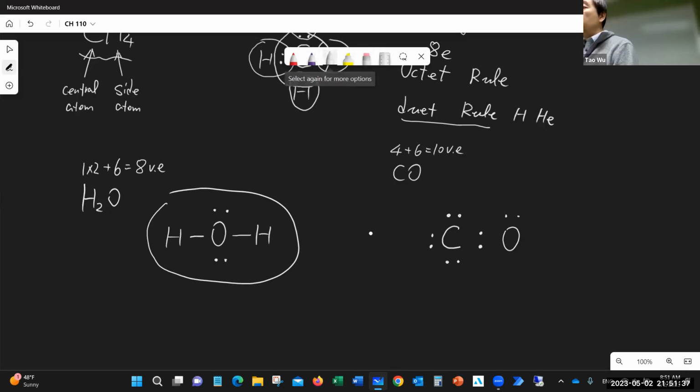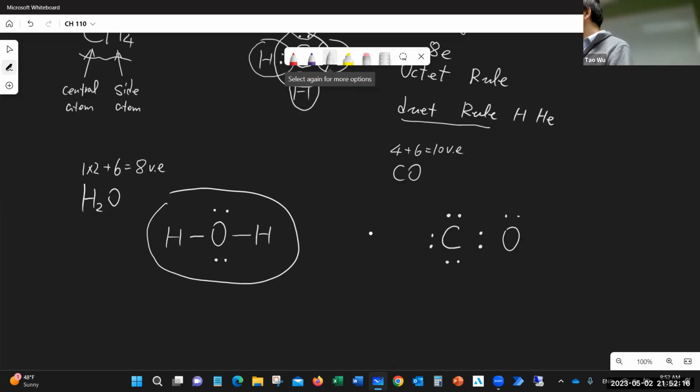But if you follow the rule and assign just 10 dots, then something happens. If you double check, only carbon follows the octet. Oxygen does not follow the octet, which means this is not completely correct, because oxygen here only has 4 electrons instead of 8. So you need to make this 8. If this happens, what are we going to do?